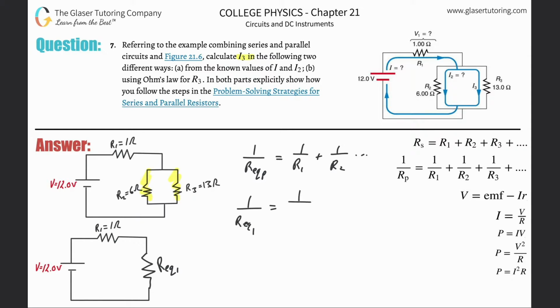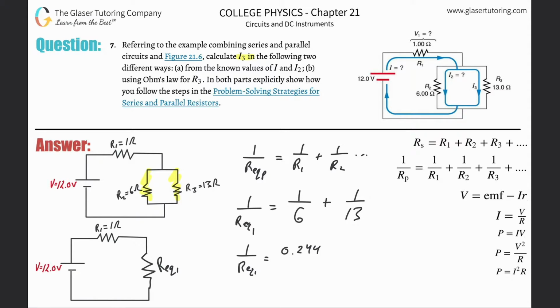So this will be 1 over the first resistance of 6, doesn't matter which one you put first, plus 1 over 13. Now do the math. So the math is going to now be 1 over 6 plus 1 over 13. So this works out to be 0.244 or so.